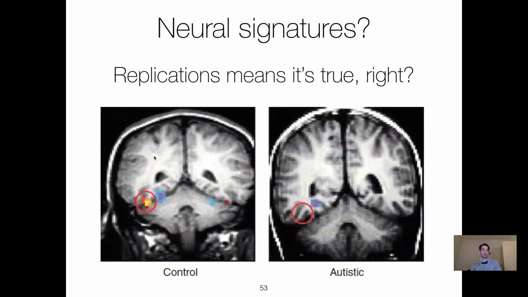So over here, you can see some control individuals. There's the FFA. You see a little bit of FFA there. And then in autism, there's no FFA, okay? So people got even more excited because they're like, well, if it's being replicated, that must mean it's true, right? Actually, unfortunately, the answer really is no.